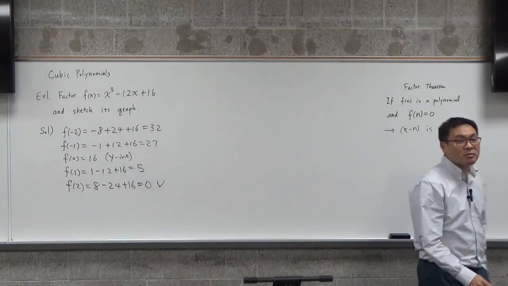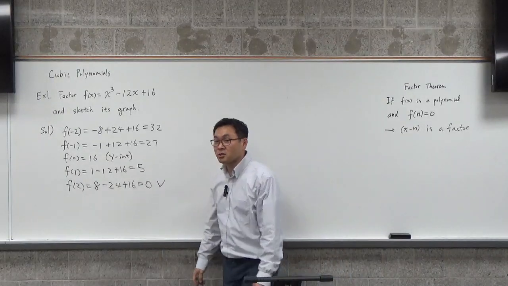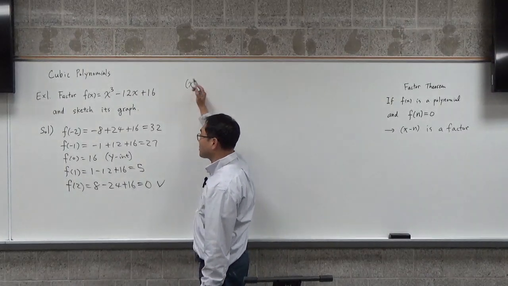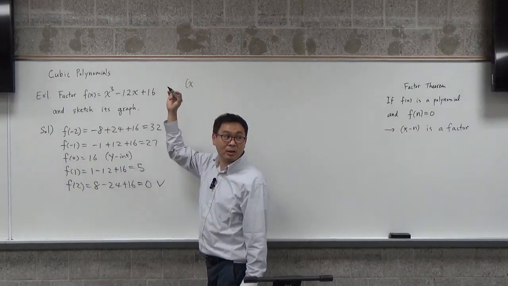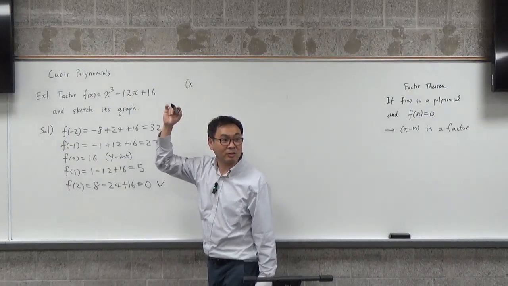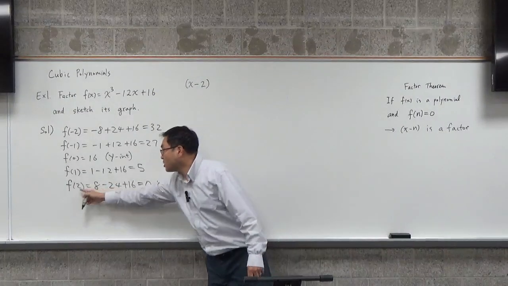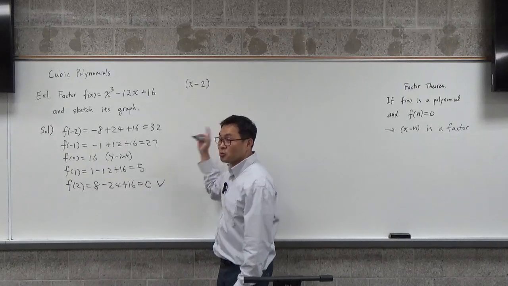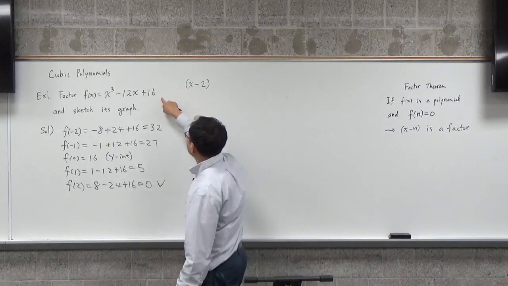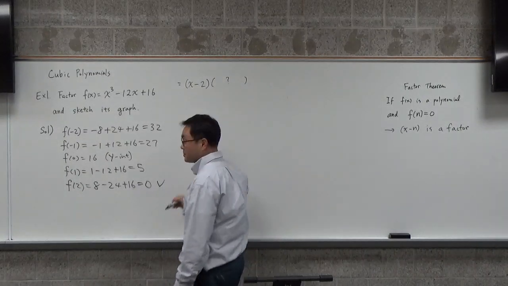Okay? So if you have a 0, what do you do afterwards? You apply the factor theorem. What does it tell you? That x what is a factor of this function? Somebody says the correct answer. Say it again. x minus 2. Thank you. Yes, since you plug in 2 and you get 0, that means x minus 2 is a factor. In other words, this thing right here is x minus 2 times something.